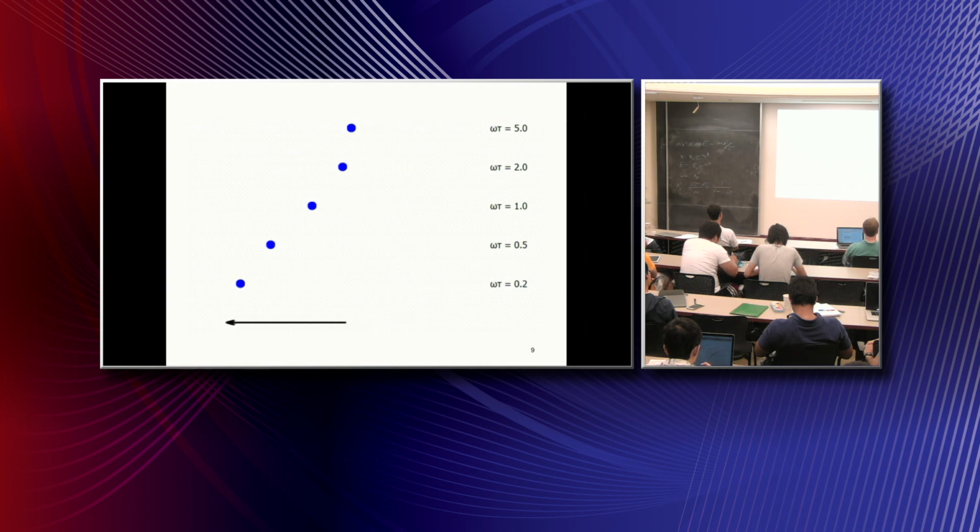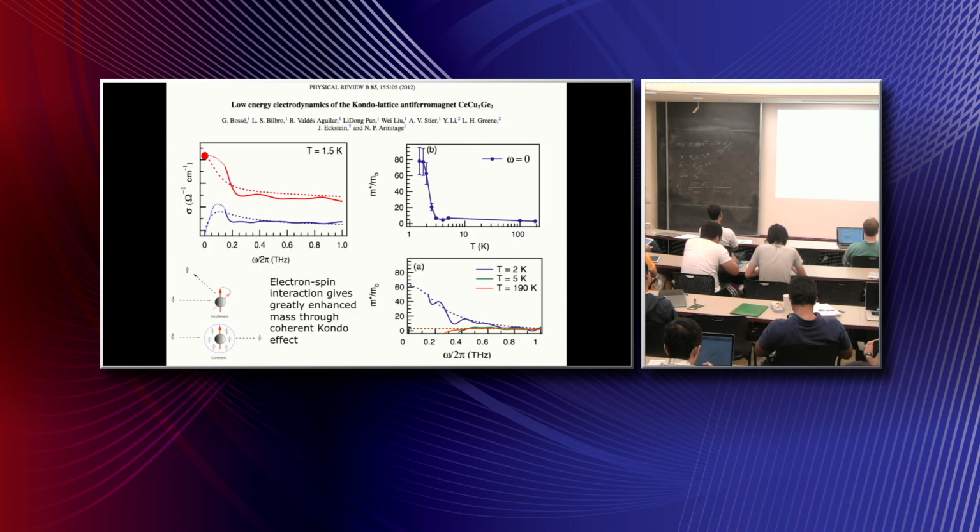Now, what else can we do with it? Let's look at, these are super simple systems. Let's look at a more complicated system. So this is some experiments that we did some years ago on a material which is called cerium copper 2 germanium 2. It's a heavy fermion material. Okay, so it's a complicated heavy fermion material.